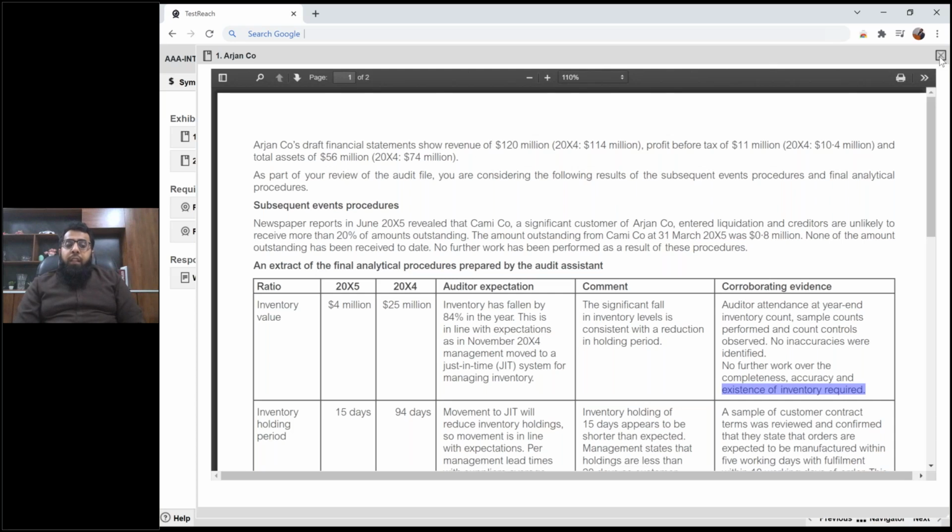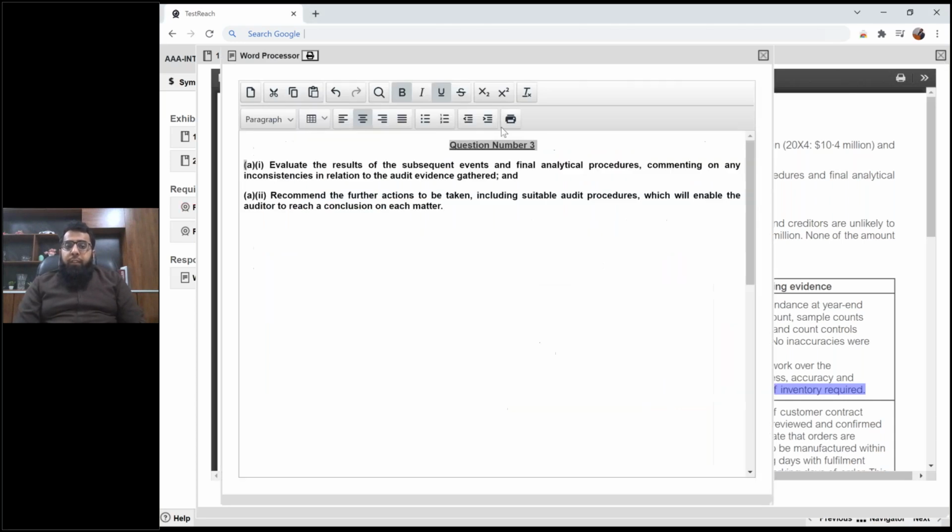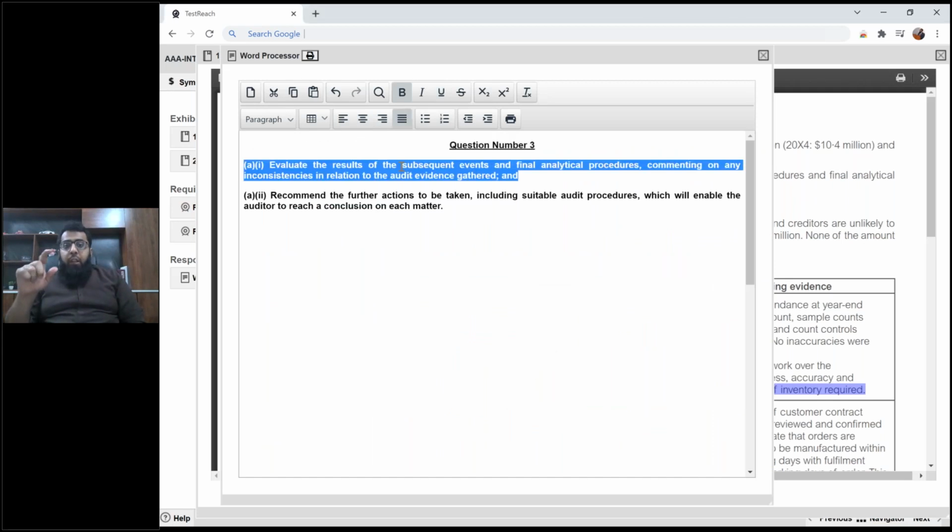Okay. Now, what is the requirement? If you read the requirement, what is the requirement? Evaluate the results of the subsequent event and final analytical procedures, commenting on any inconsistency in relation to audit evidences gathered.